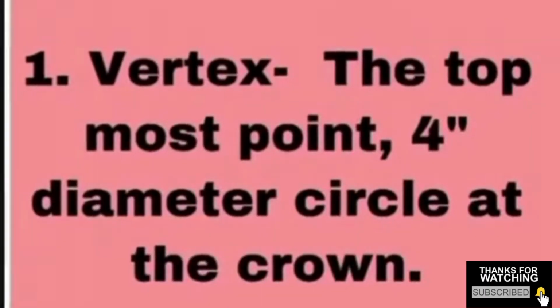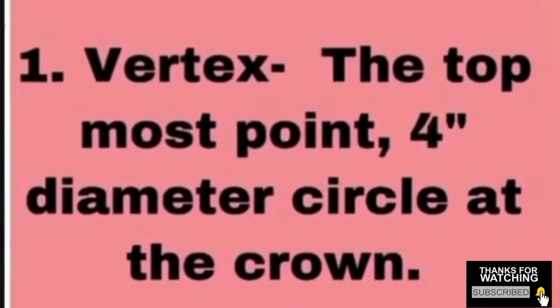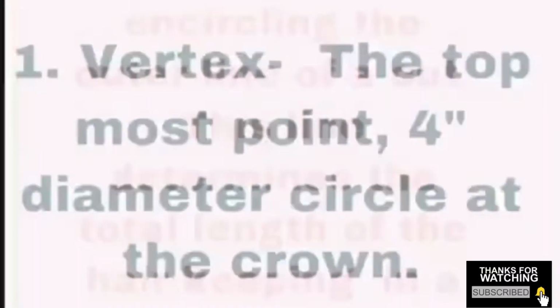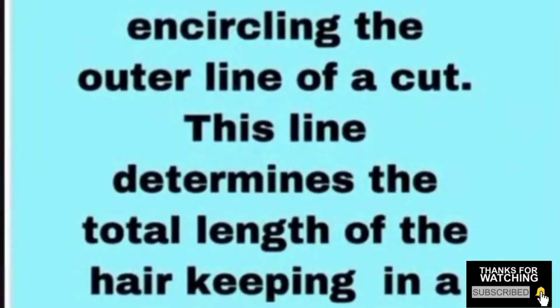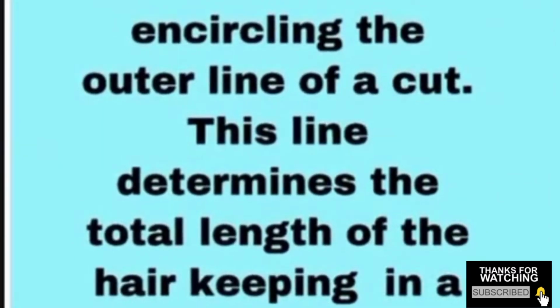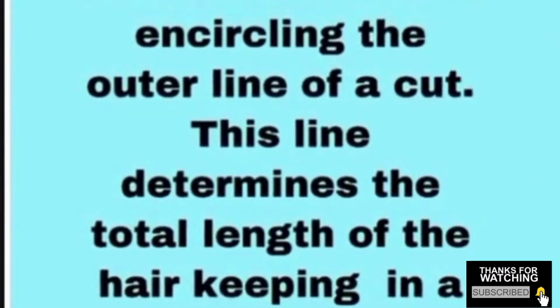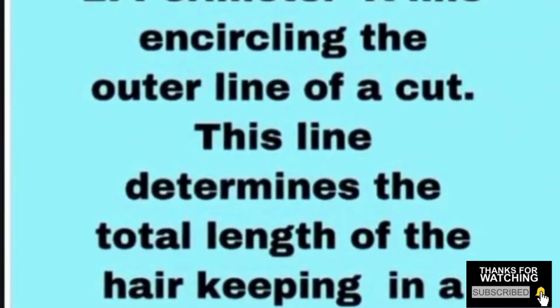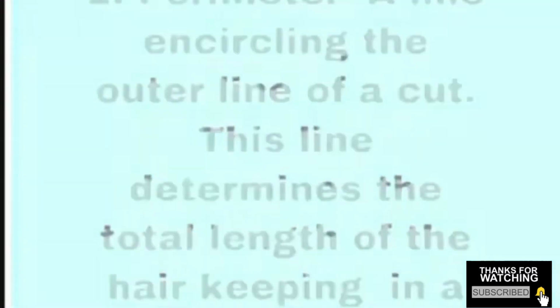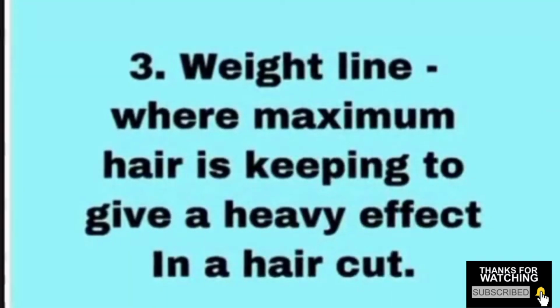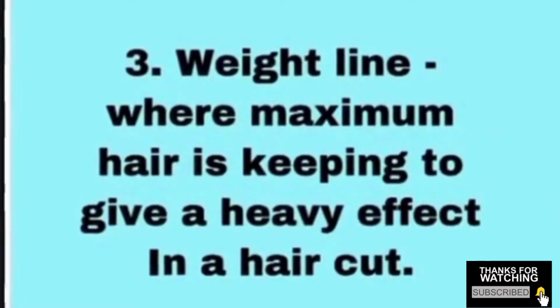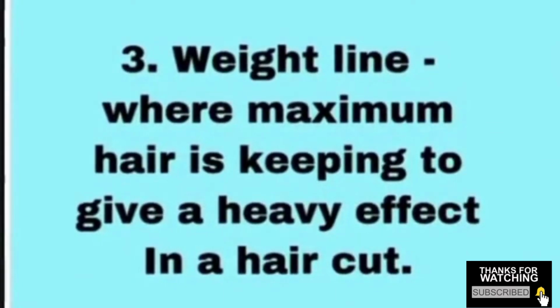1. Vertex: the topmost point, a 4 inch diameter circle at the crown. 2. Perimeter: a line encircling the outer line of a cut. This line determines the total length of the hair kept in the haircut. 3. Wet line: where maximum hair is kept to give a heavy effect in a haircut.